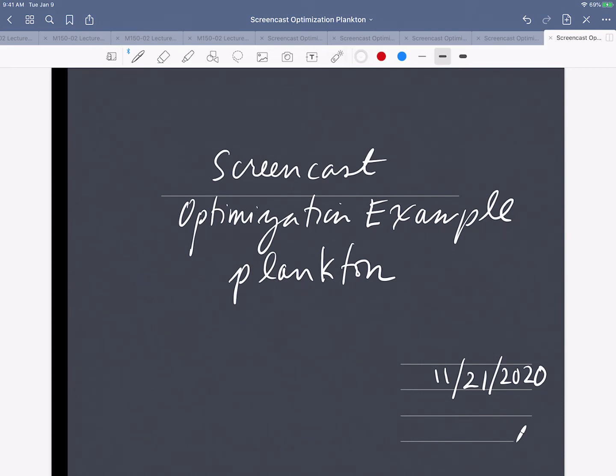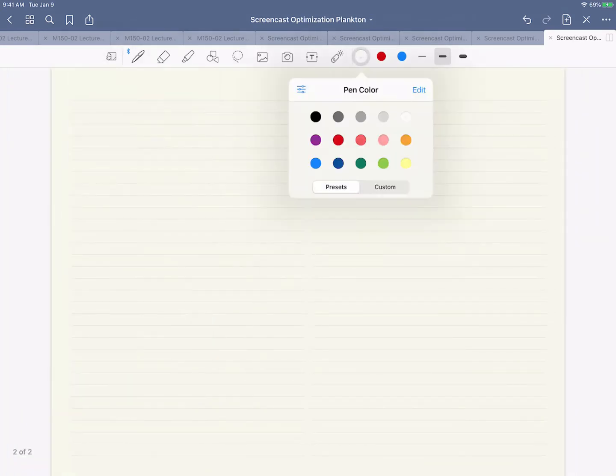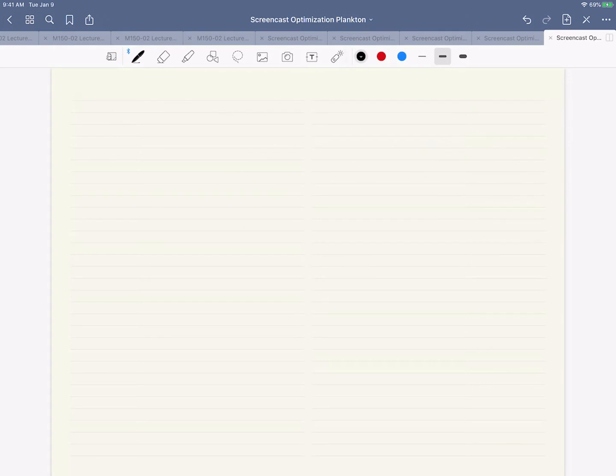Hey, here's another screencast on an optimization example that I'm calling plankton. Here's the problem statement. So we've got a phytoplankton, and they use photosynthesis to create energy. That means they take light and they convert it into the kind of energy that they need to survive and reproduce. So we're going to try to understand that. Here's the problem.